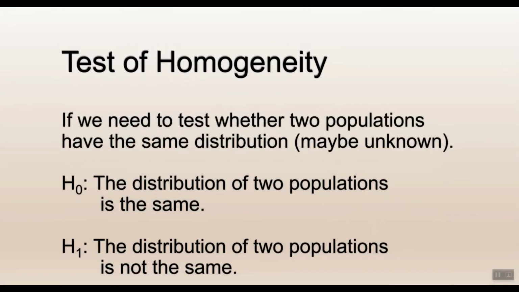Our final application is the test of homogeneity. If we need to test whether two populations have the same distribution, maybe the distribution is unknown to us, our hypothesis may look like this. The distribution of two populations is the same. And the alternative hypothesis is that the distribution of two populations is not the same.